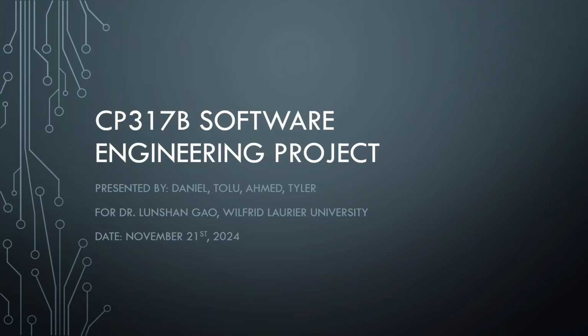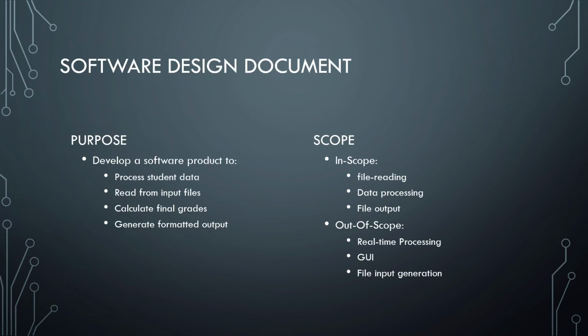First, I would like to go over the purpose and scope of the project. The purpose was to develop a software product with the capabilities of processing student data, reading from given input files, calculating final grades, and generating a formatted output. For scope, we broke this down into in-scope and out-of-scope capabilities. What will be supported is file reading, data processing, and file output, and what will not be supported is real-time processing, graphical user interface, or file input generation.